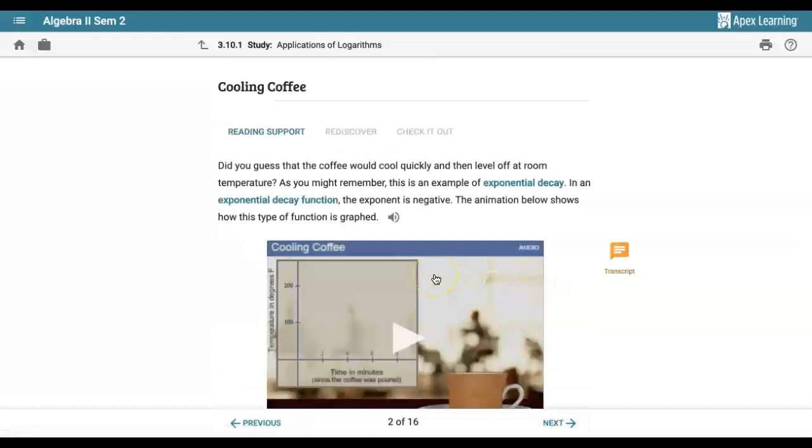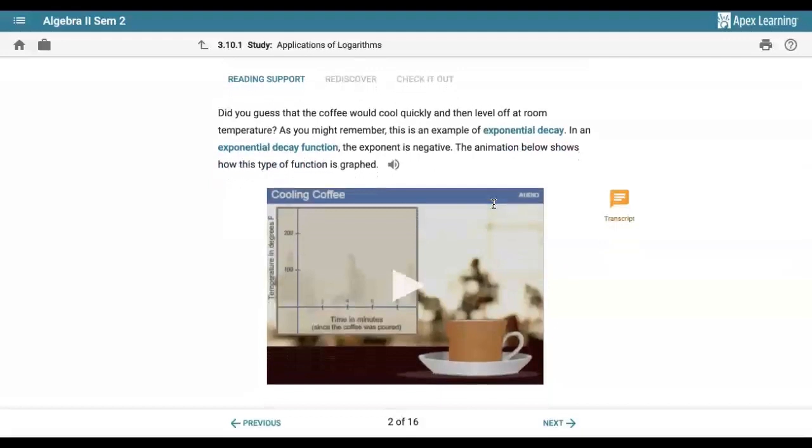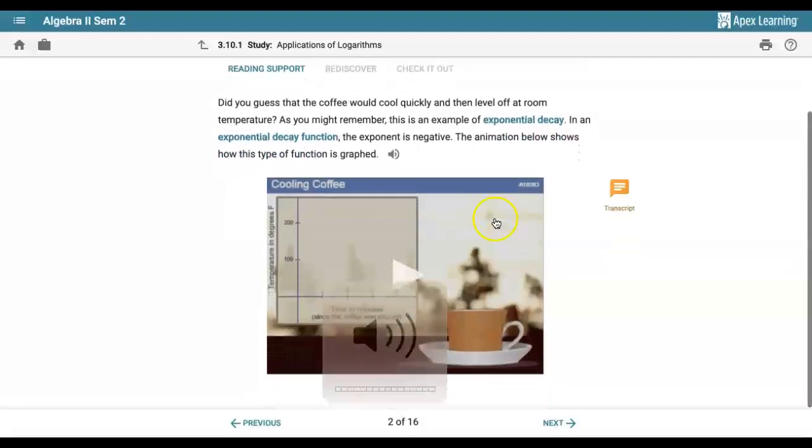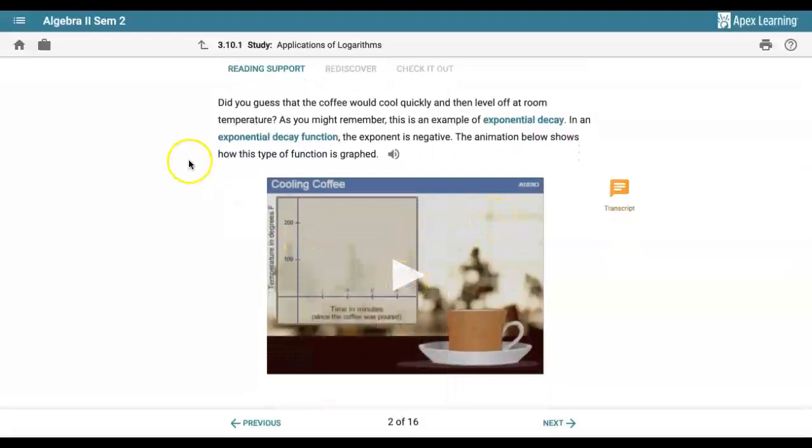Hopefully we can remember this is an example of exponential decay. If it cools down really quickly and then starts to level off, hopefully you're going to notice that this looks like an exponential decay function. If we look at this cooling coffee animation or video, it'll explain a little bit more in detail.